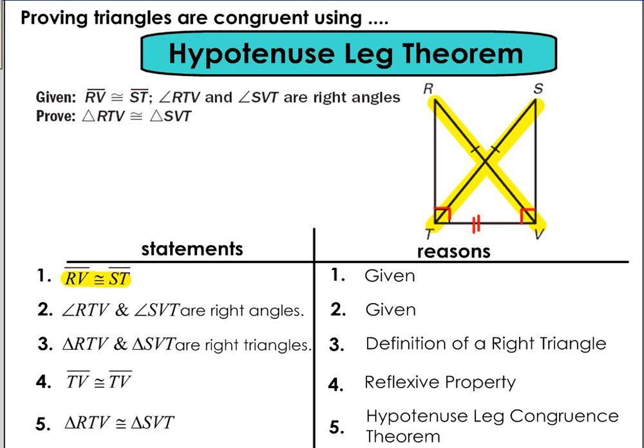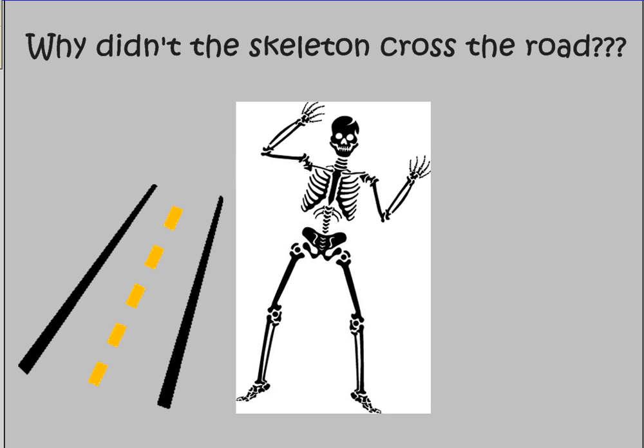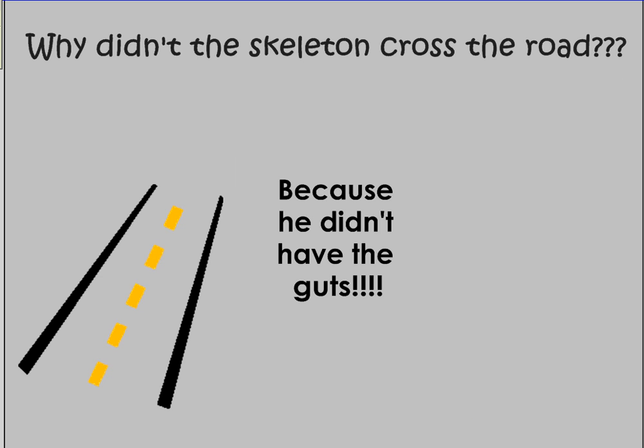And that is pretty much how our hypotenuse-leg theorem works, which means it's time for a joke. Our joke for today is, why didn't the skeleton cross the road? The reason the skeleton didn't cross the road is because he didn't have the guts.